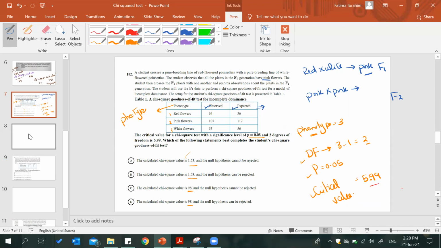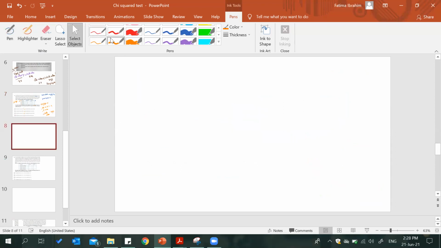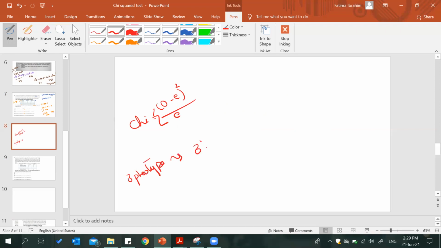You know that in order to get the chi-squared value, it equals the sum of O minus E, to the power of 2, over E. And here is the sum. How many phenotypes do you have? 3 phenotypes. So you apply the formula 3 times.